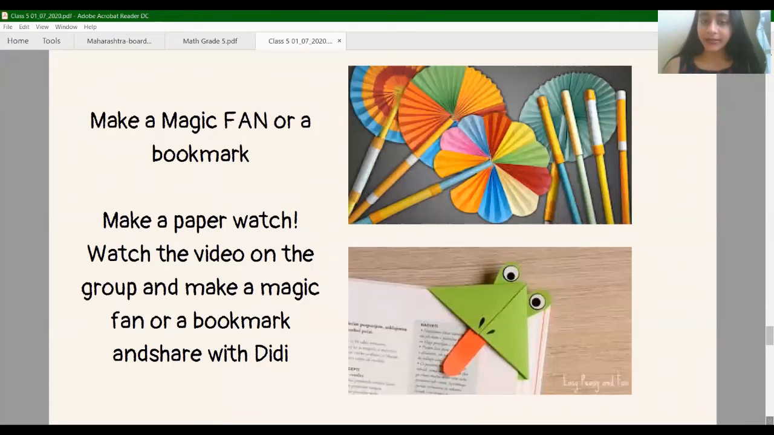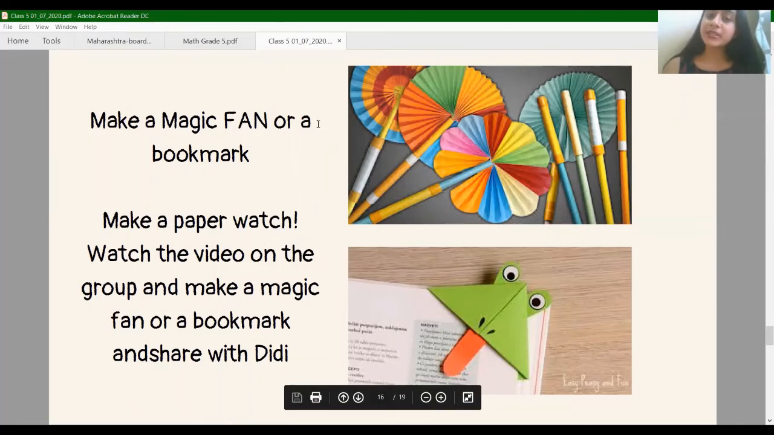Then you have your art and activity. I will send you 2 videos. One is of a magic fan. If you are not able to make the magic fan, then you can make an origami frog bookmark. I'll send you both the videos. Whichever you can make, you make that.